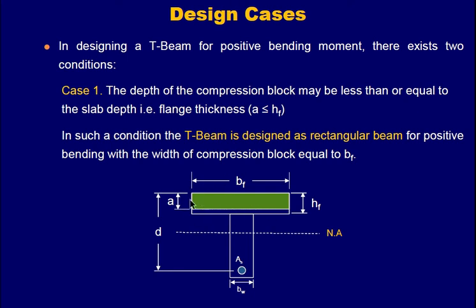See, in this case, the portion of the slab that has been highlighted is in compression, and for the rest of the slab and this portion of the beam, you do not have to worry. In such a condition, the T beam is designed as a rectangular beam. So forget everything and design your beam as a rectangular beam, just like you designed in your previous lectures, for positive bending moment with the width of compression block equal to BF.